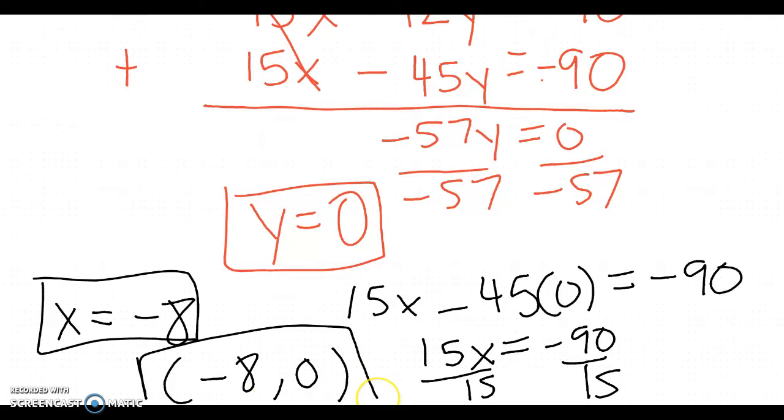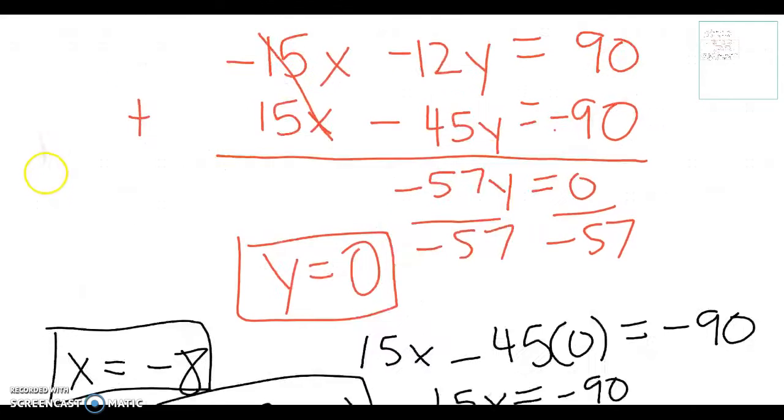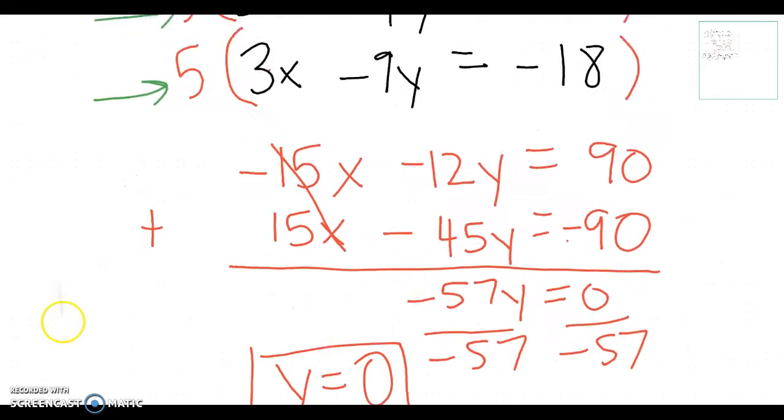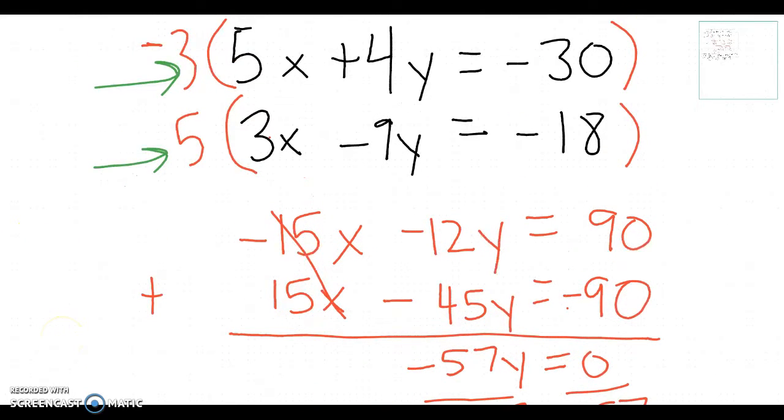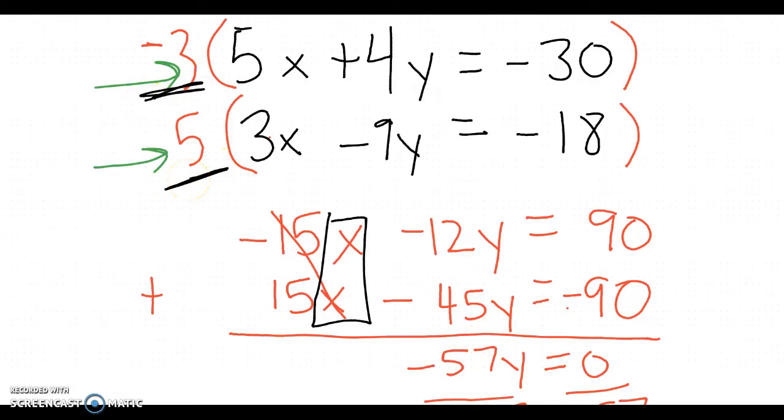Try some of these problems. So again, elimination, we're just going to add the two things together. You want to make sure that one of the numbers or one of the variables is exactly the same so that they'll cancel out. If they're not, you have to multiply the equations by a number until they will cancel.